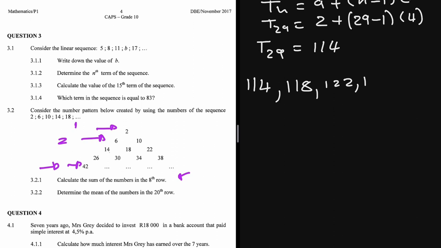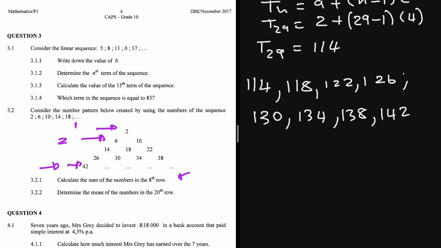122 plus 4 is going to be 126. And moving on like that, we're going to get 130, 134, 138, and then 142. So that will be the 8 terms we have in the 8th row.